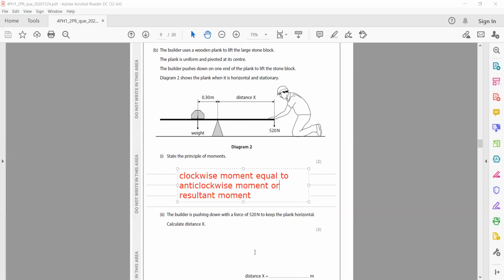The builder is pushing down with a force of 520 newtons to keep the plank horizontal. Calculate the distance. So the clockwise moment balances with the anti-clockwise moment. This is causing a clockwise moment, the weight is causing anti-clockwise. The distances are given. The weight of the block we already calculated, 1300, multiplied by the distance from the pivot, 0.3. Distance x is there and the force is 520. So x will be 1300 times 0.3 divided by 520, which is equal to 0.75 meter. So this is x.